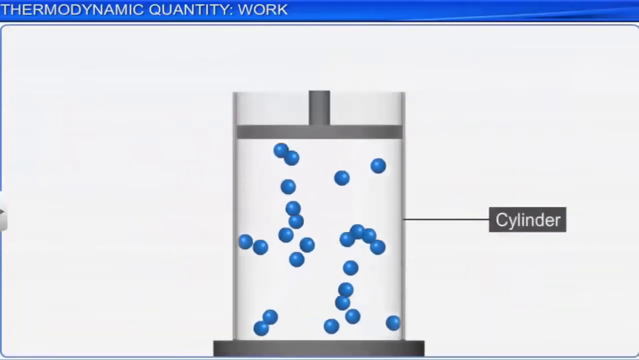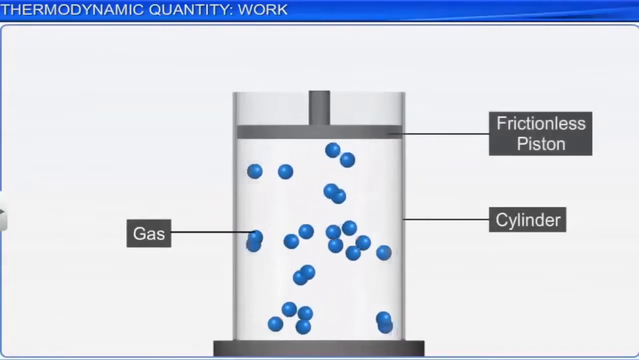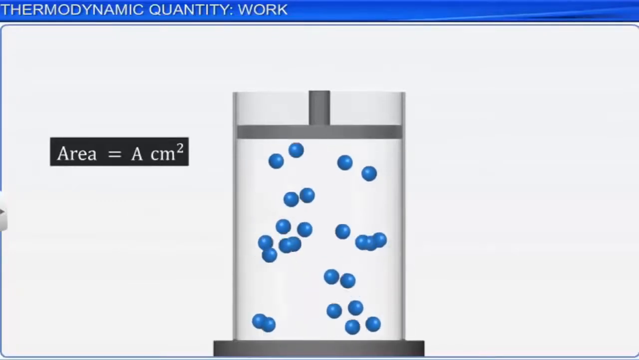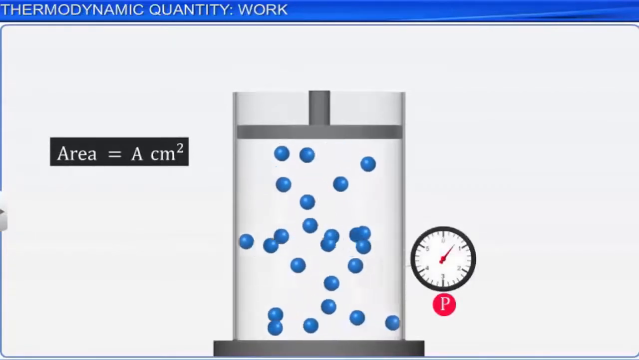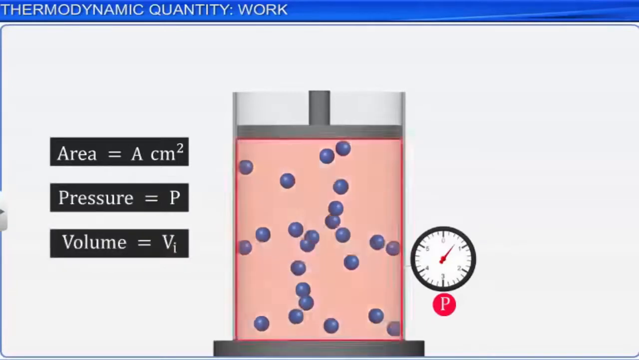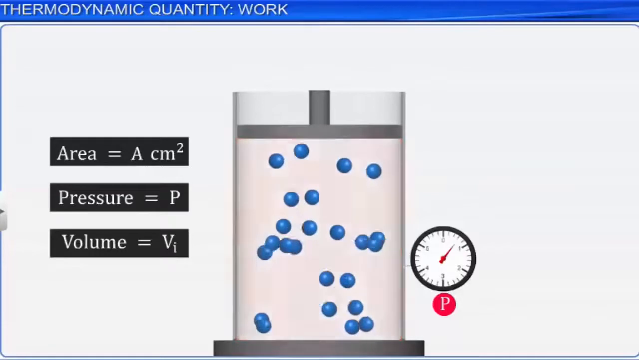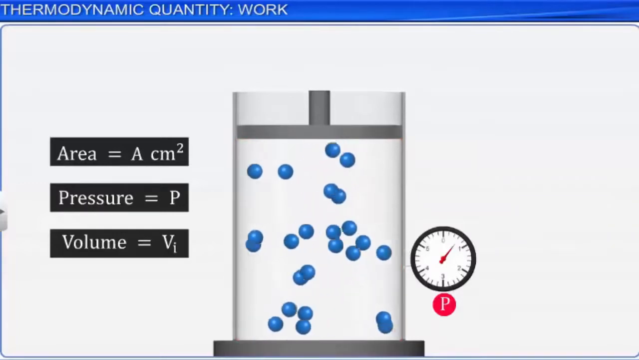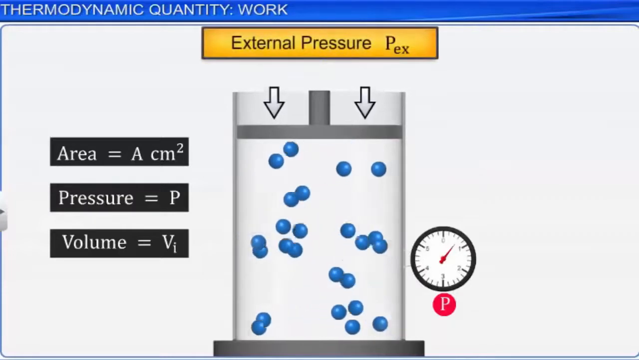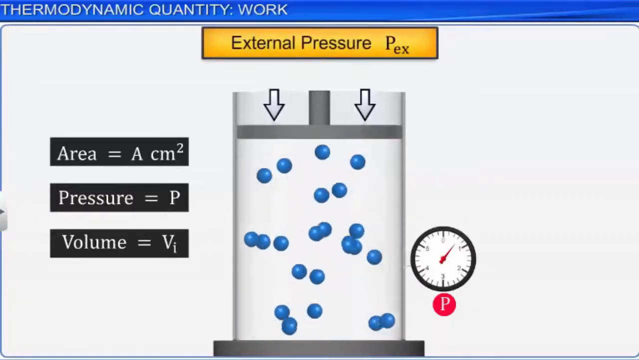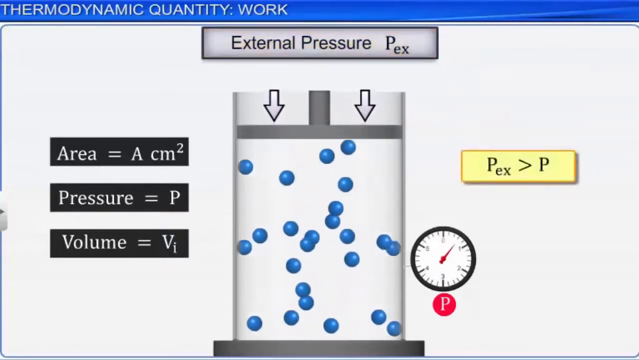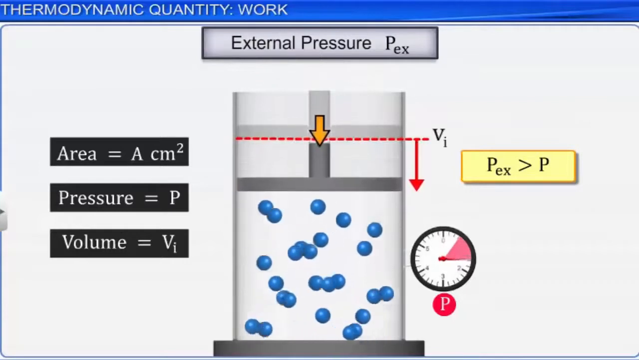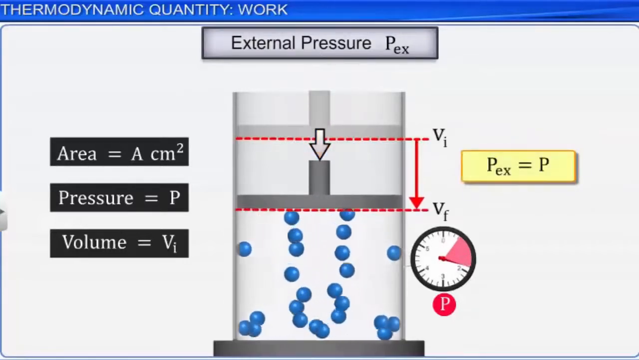Consider a cylinder filled with 1 mole of an ideal gas and fitted with a frictionless piston. Let's say the area of the cross-section of the cylinder is A square centimeter. The pressure of the gas inside the cylinder is P, and the volume of the gas inside the cylinder is VI, where VI stands for the initial volume of the gas. Now, let's apply external pressure PEX on the piston. If the external pressure PEX is greater than the internal pressure P, then the piston moves inwards until the pressure P inside the cylinder becomes equal to the external pressure PEX.